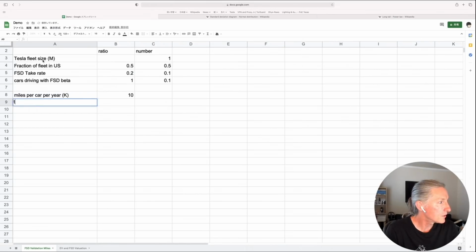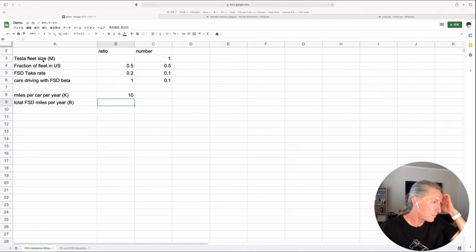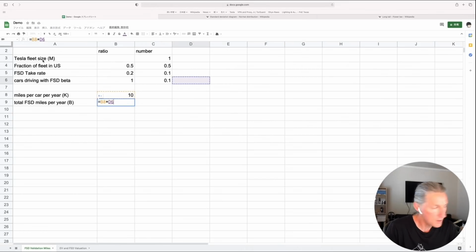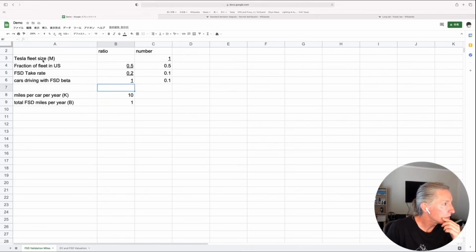Okay, so total FSD miles per year. I want to say billion, because billion might be the scale that we need to get to. So we have 0.1 million times 10,000. We just multiply these together, if I get that right. Okay, so with these inputs here, this is an input. I'll underline the inputs just so we know which things are calculated. Okay, so we can change any of these numbers.